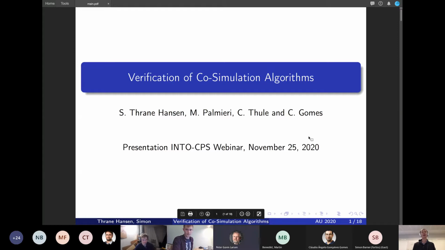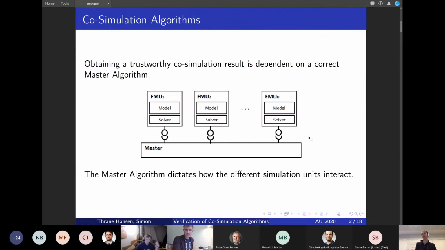Yes. Perfect. I'll talk about verification of co-simulation algorithms here, which has been something we have been looking into the last couple of weeks. First of all, I'll just declare what a co-simulation algorithm is, just so everybody is on the same page.